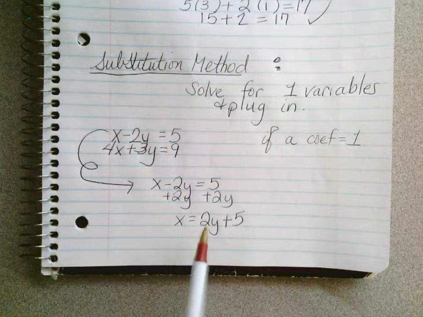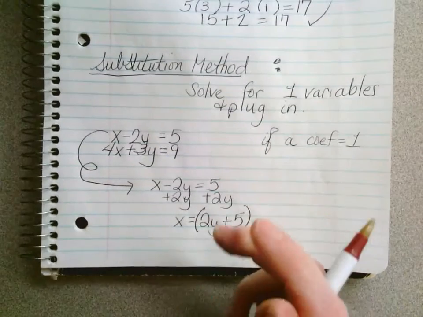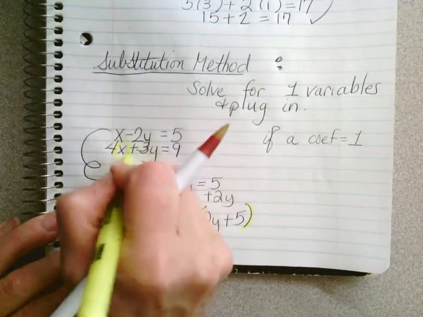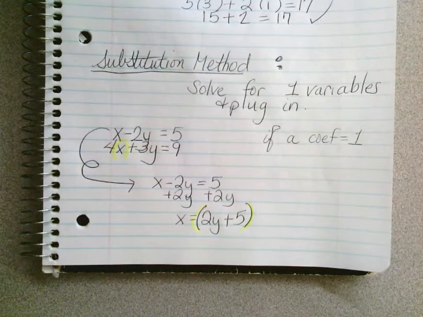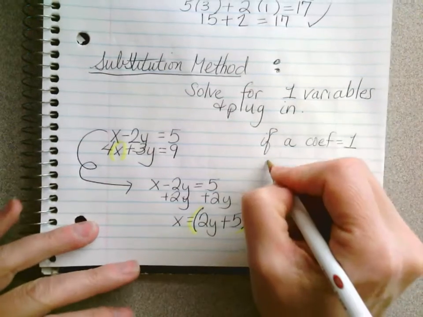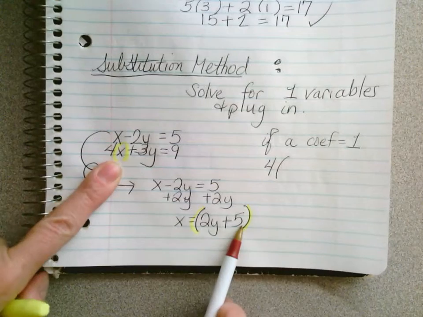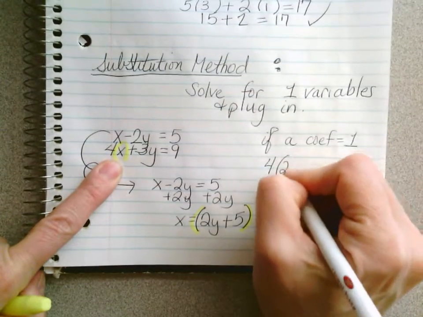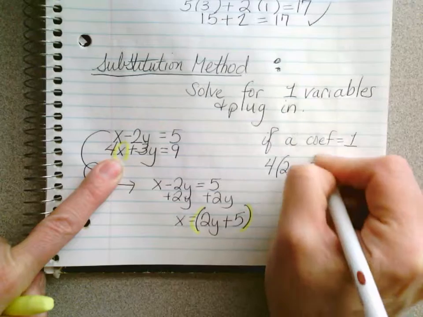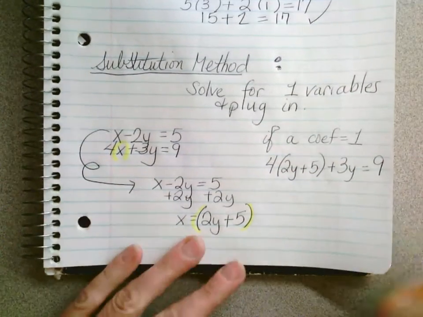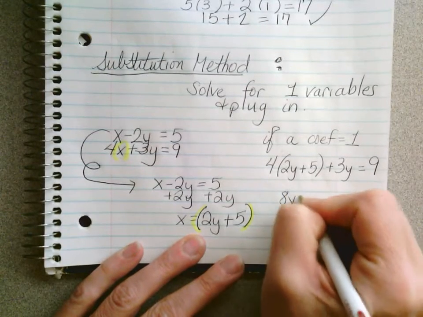If I plug this value for x right here, and then solve for y, I have begun solving my system. And it'll look like this. 4 multiplied by, there's the x value, 2y plus 5, plus 3y. Now all we have is y's. It's easier to solve when you only have one variable.